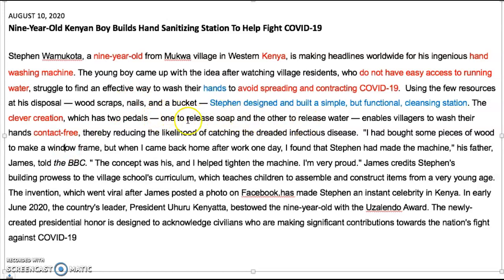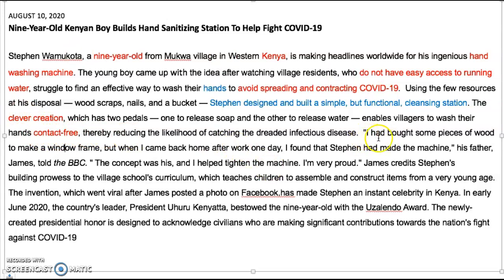I could highlight the details about the petals, but I'm kind of thinking I'm sticking to the main idea, which is he's building a simple but functional cleansing station. So I don't want to go into too much detail about how. I'm kind of focusing on the basic big picture. Okay, so he's designing the station for people who don't have easy access to running water. They want to avoid spreading COVID-19. It's a clever creation. They can wash their hands contact-free.